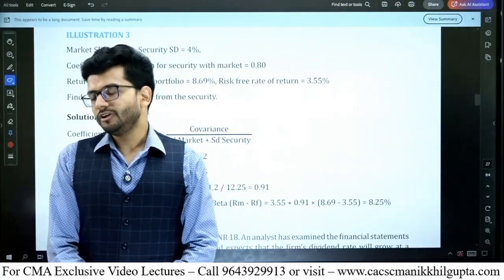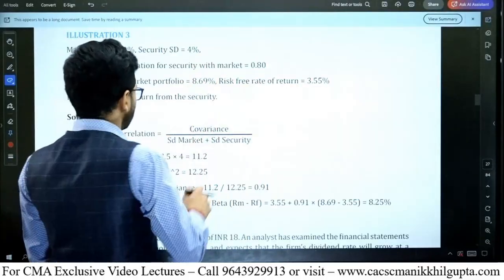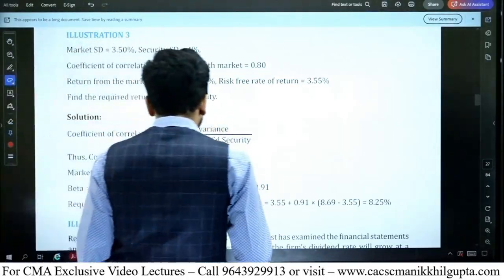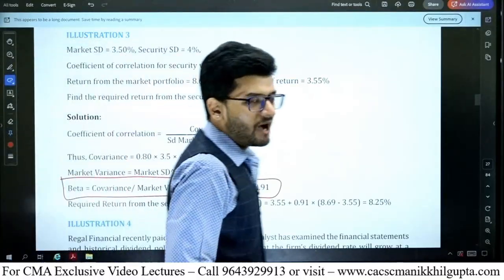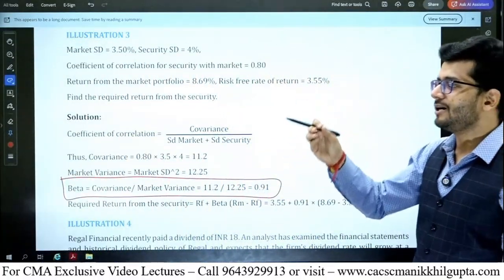Okay. Illustration number 3, all right. Illustration number 3 contains one critical point, which is the calculation of beta. How is beta calculated? That is the only different point in illustration number 3. What's the formula to calculate beta?